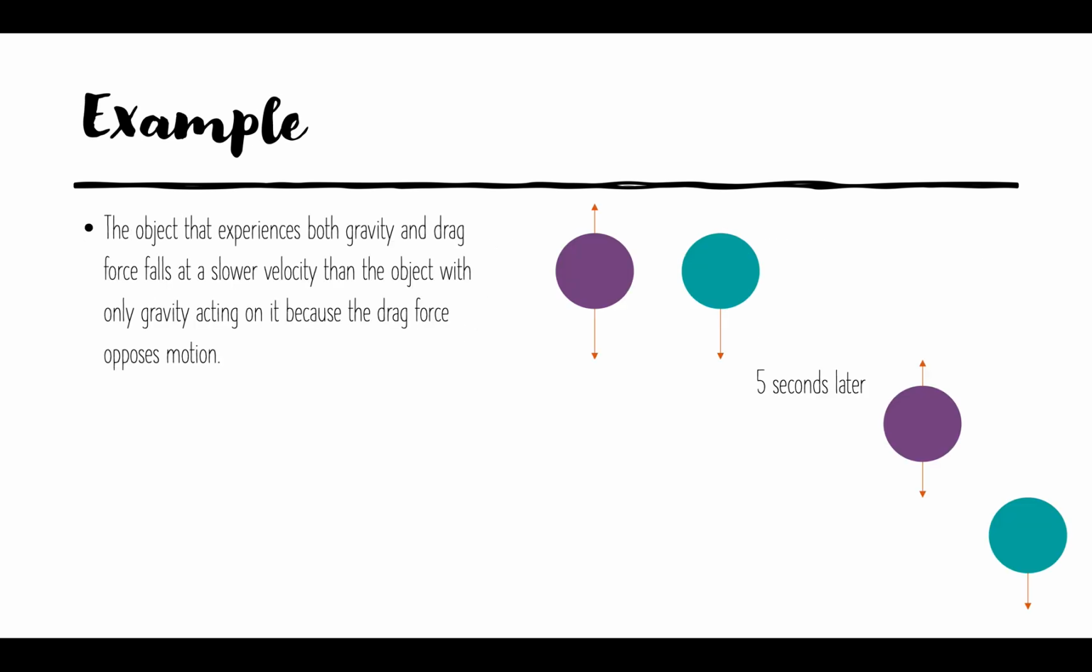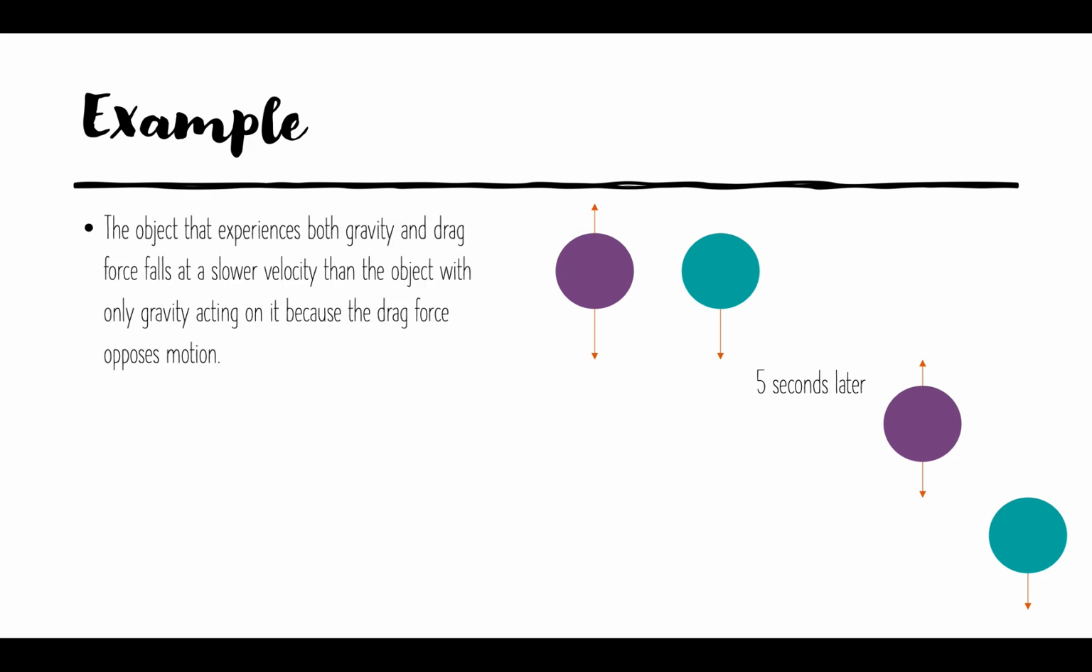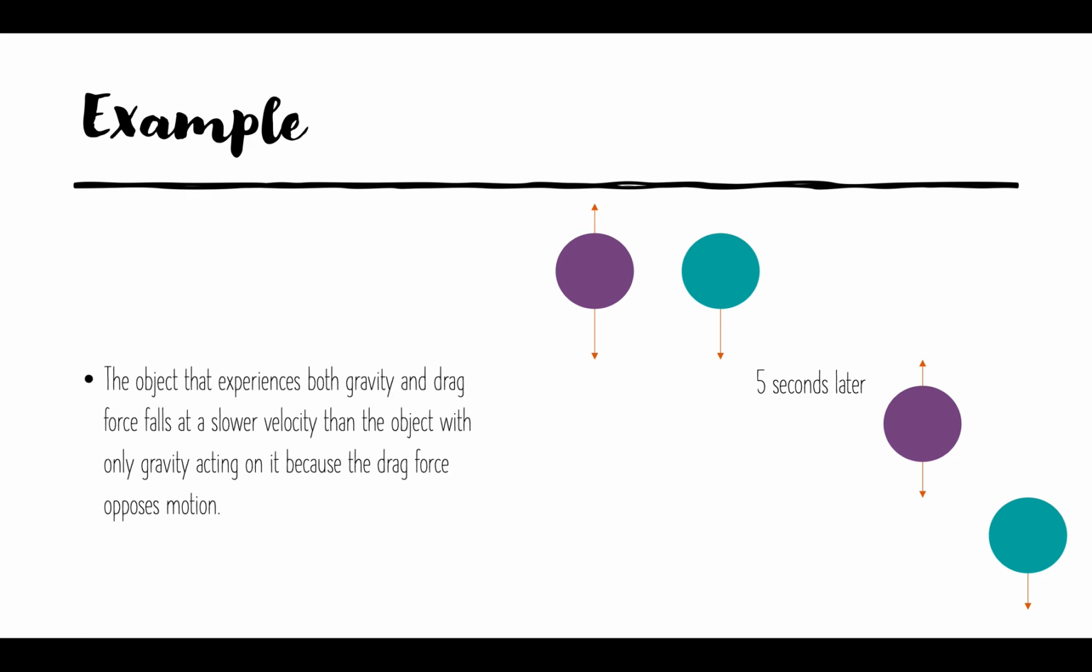In this example, two objects fall. The purple one represents the falling motion of an object affected by gravity and drag forces, whereas the blue one is just gravity. We see that the blue object falls faster than the purple one because the drag forces on the purple one cause the object to slow down.